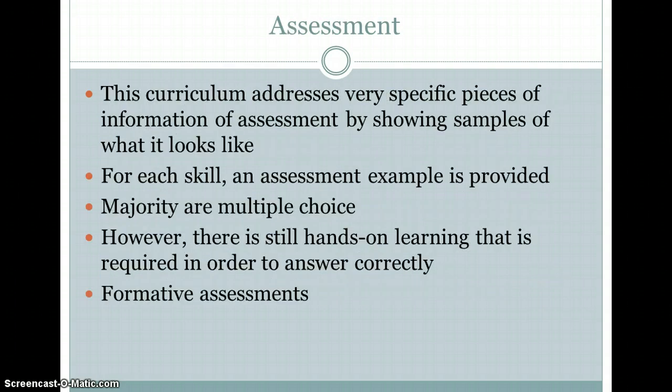And then there's the assessment. This curriculum assesses very specific pieces of information by showing samples of what it looks like. For each skill, an assessment example is provided, and the majority are multiple choice. However, there's still hands-on learning that's required in order to answer them correctly, and the assessments were all formative.